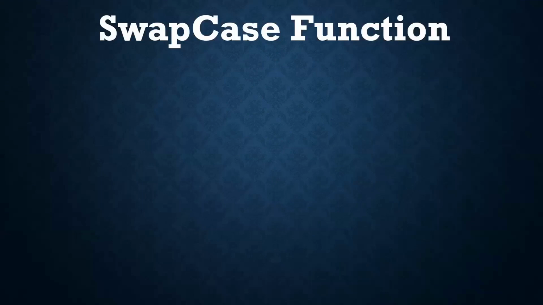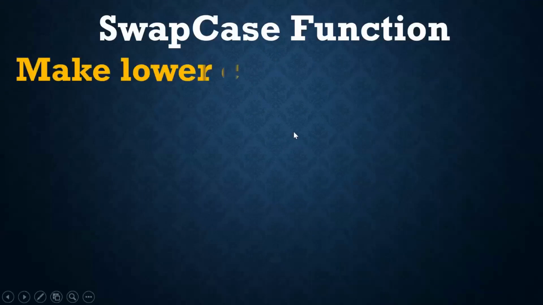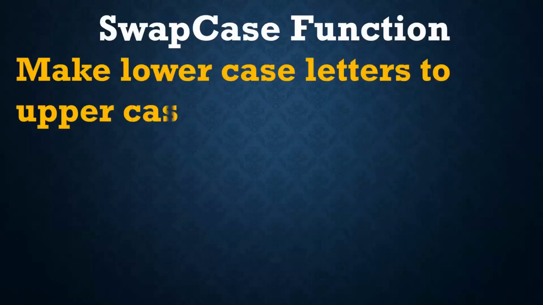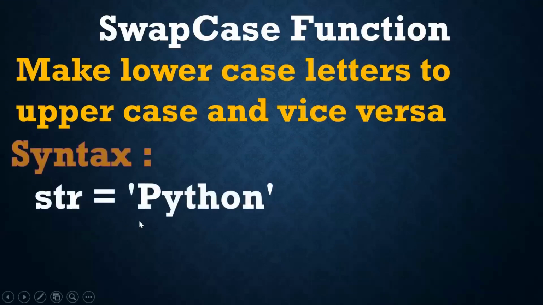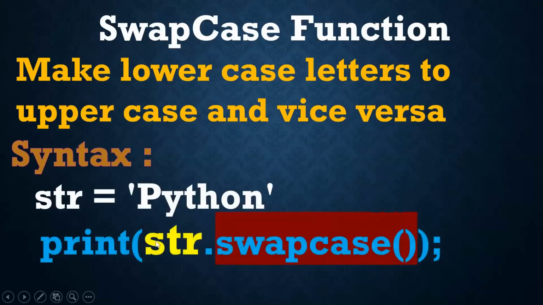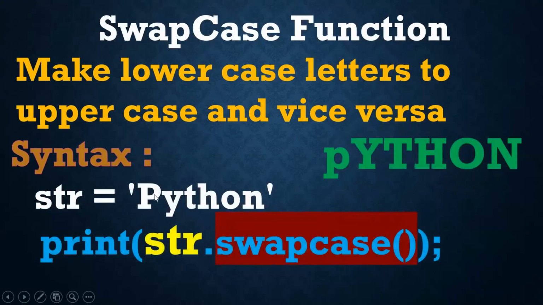Next, the swapcase function. It makes lowercase letters uppercase and uppercase letters lowercase. See the same thing. The syntax: this is my string. I'm going for print str dot swapcase. Now what happens? See the result. Capital P is converted to small p, and the small y, t, h, o, n are converted to uppercase. So here, what's changing is uppercase to lowercase and lowercase to uppercase.